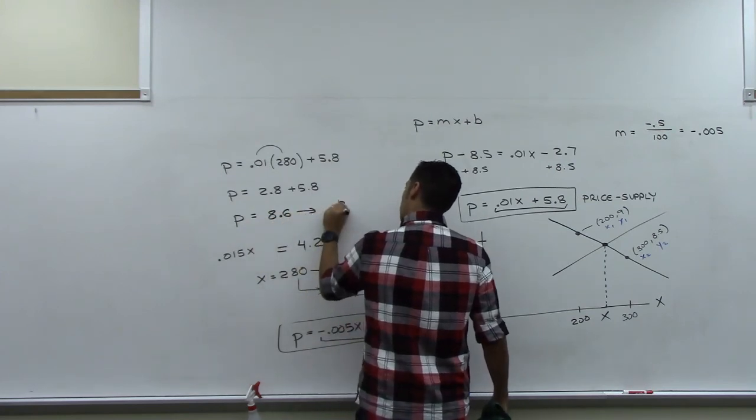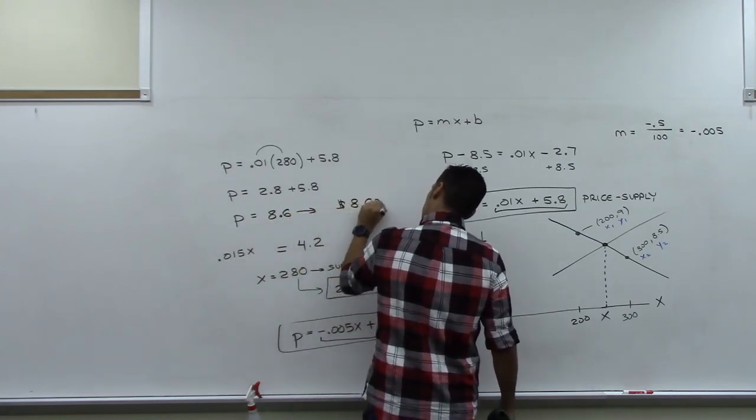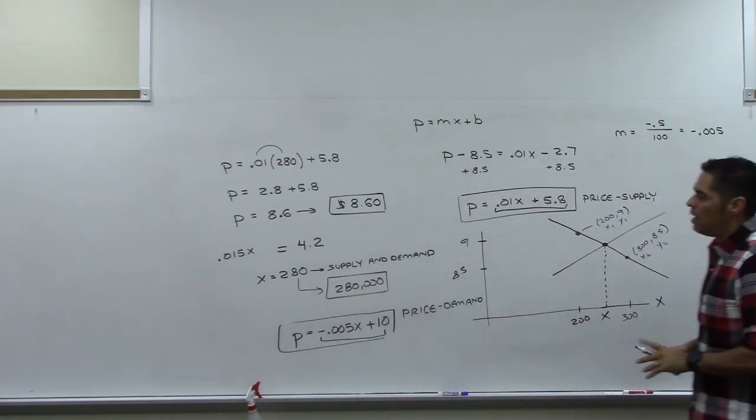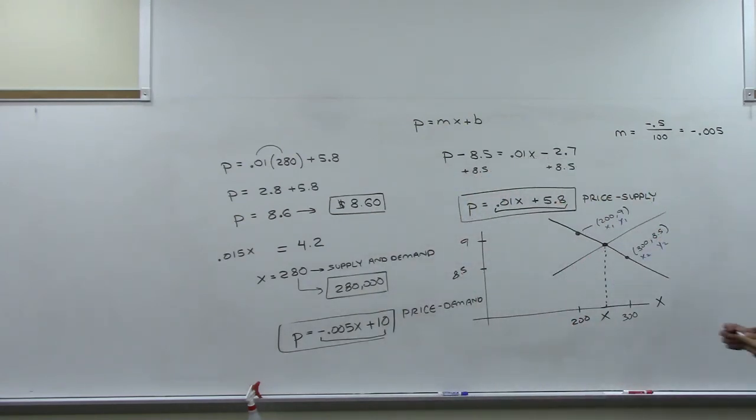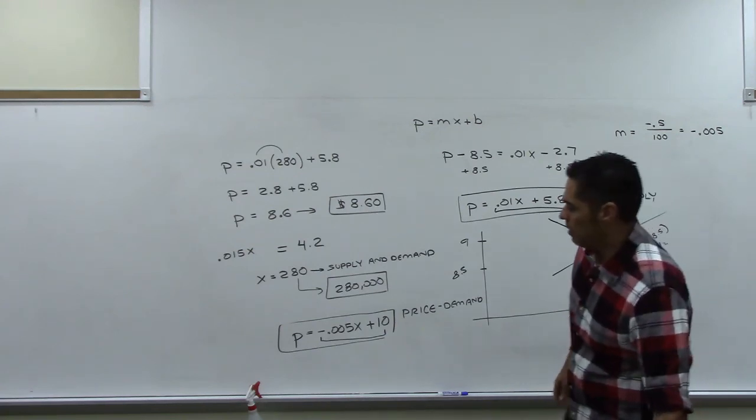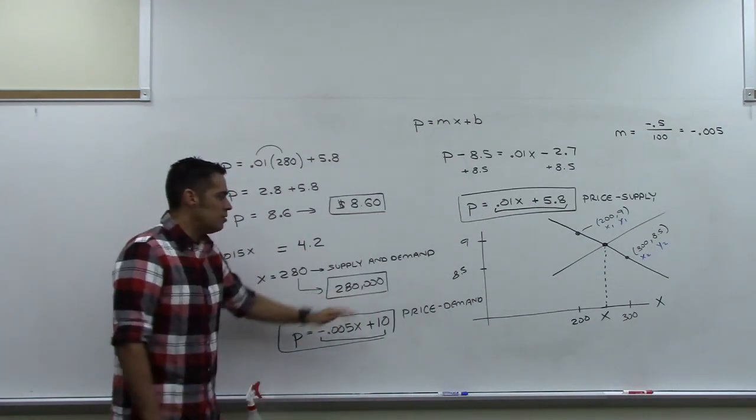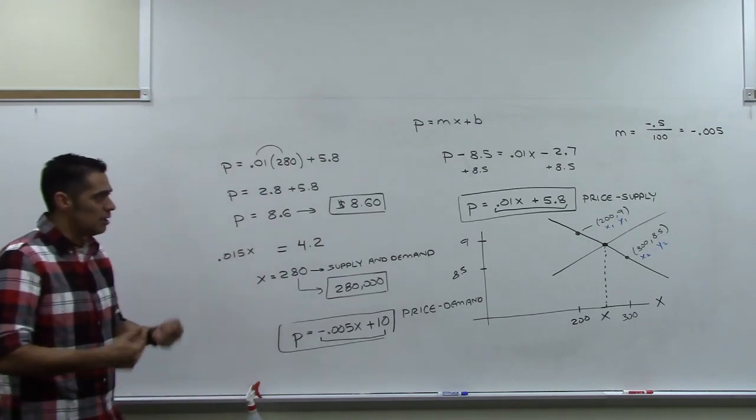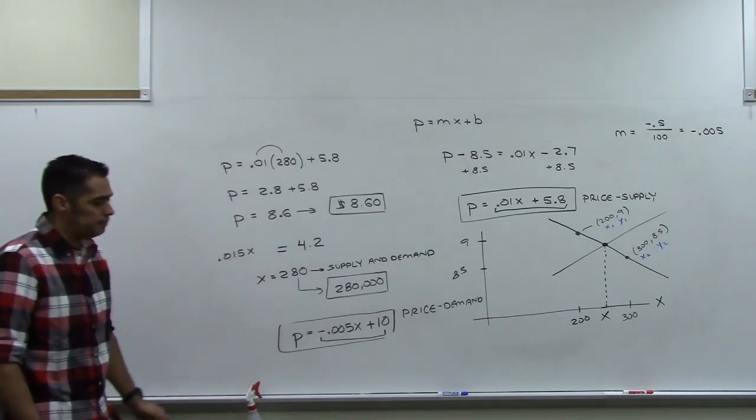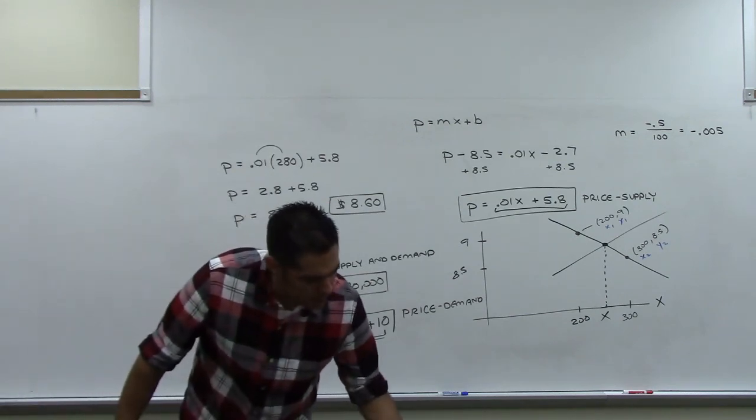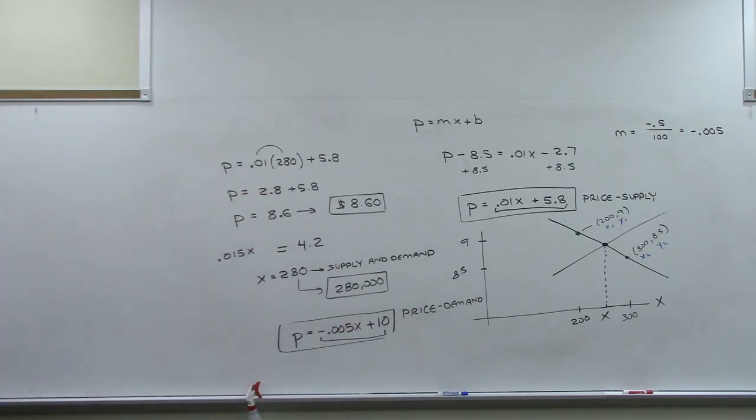So P is equal to 8.6, or if you'd like, $8.60. So if we set the price of a box of oranges to $8.60, we will have equilibrium. Our supply and our demand will be the same, and they'll both be 280,000. That's what we're looking for. That's the optimum situation. All right, that is it. I think that's it. Yeah, that is it for the day 2 review.